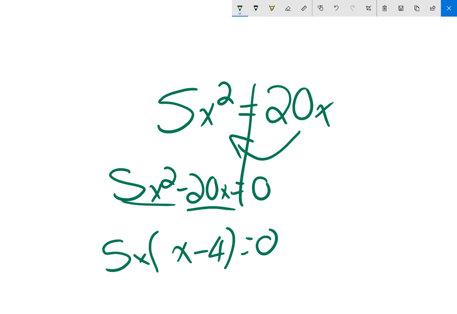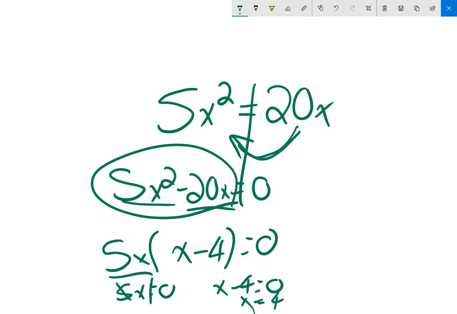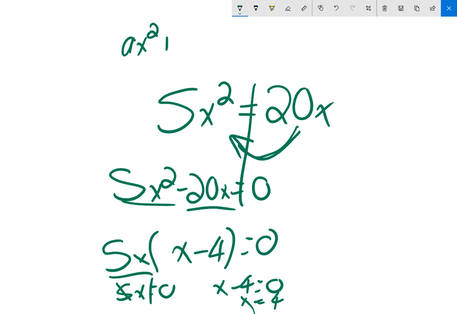And then I've got these two things to solve. So I've got 5x equal to 0, and I've got x minus 4 equal to 0. So the left one would be 0, because I'd divide by 5, and x would still be 0. And the right would be x equal to positive 4. So move your term over, and then you can factor this by GCF. You can't use product and sum because product and sum is if you have 3 terms, right? ax squared plus bx plus c.